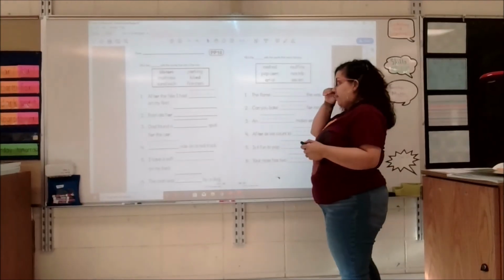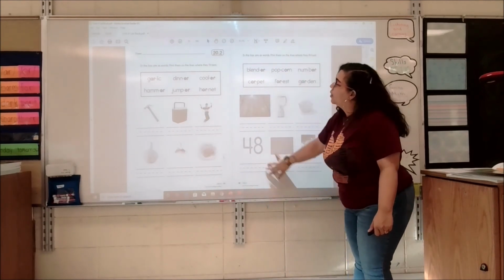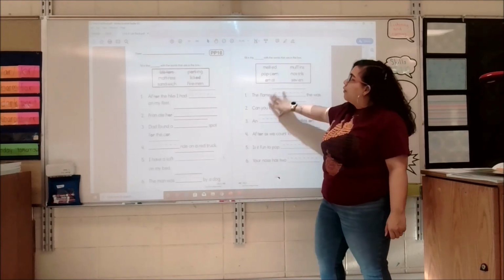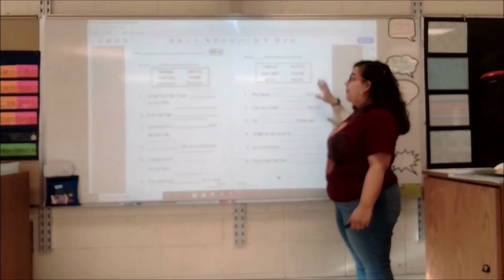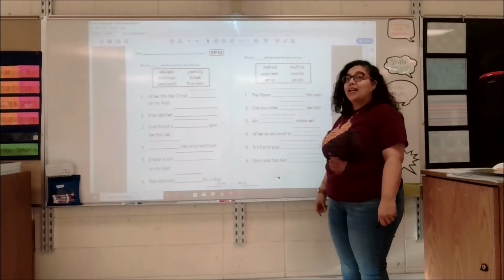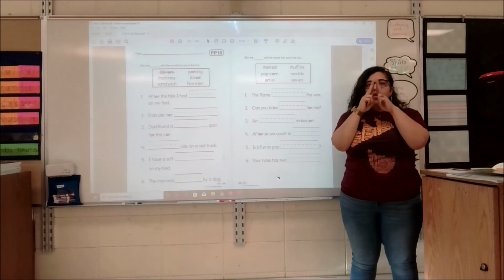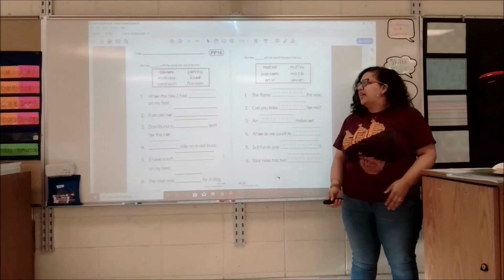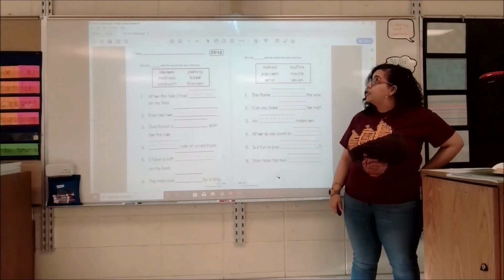So the front of 20.2 will be one match, the back of 20.2 will be another match, the front of PP16 will be one fill in the blank, the back of PP16 will be the other fill in the blank. Six words, six blanks. You can only use each one one time. It's one to one. And make sure you're taking your time and using the best judgment you can in answering these questions.